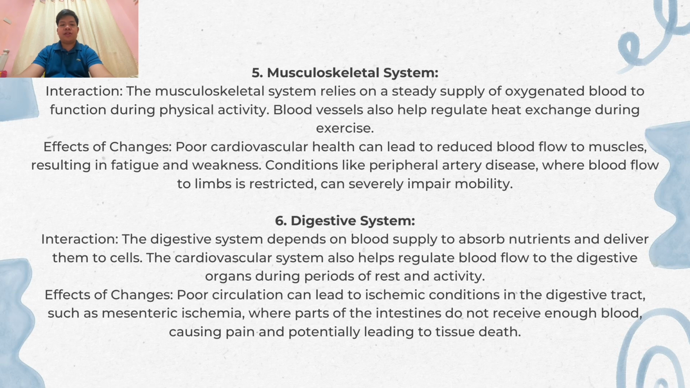The musculoskeletal system relies on a steady supply of oxygenated blood to function during physical activity. Blood vessels also help regulate heat exchange during exercise. The effects of changes: poor cardiovascular health can lead to reduced blood flow to muscles, resulting in fatigue and weakness. Conditions like peripheral artery disease, where blood flow to limbs is restricted, can severely impair mobility.